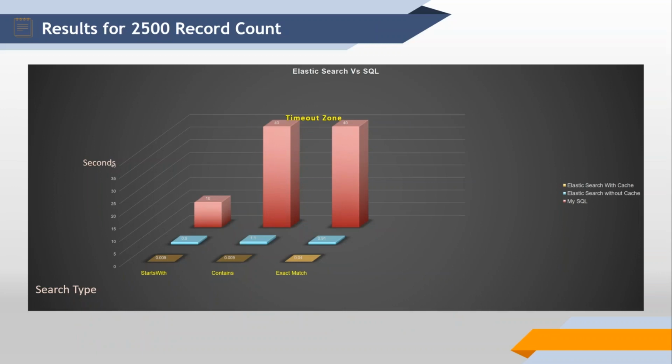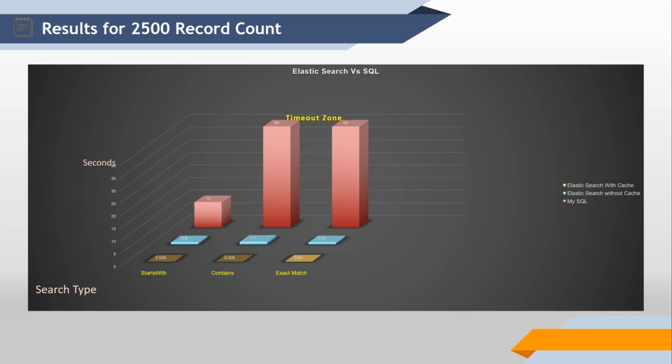So this is the result for 2500 record count. If you see, in red we have MySQL results, in blue we have Elasticsearch without cache, and in orange we have Elasticsearch with cache. For caching here, we used Redis, which was very helpful when searching. If I just want to reload the data, I don't need to go back to the server and query it again. I have the data already there.